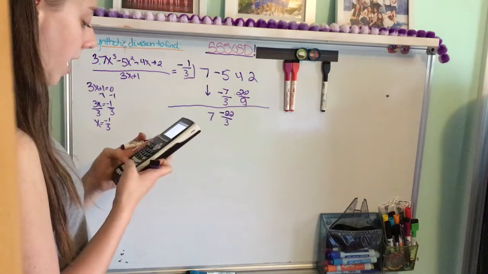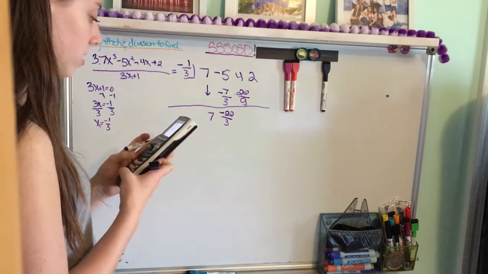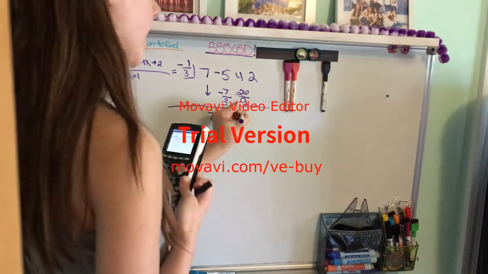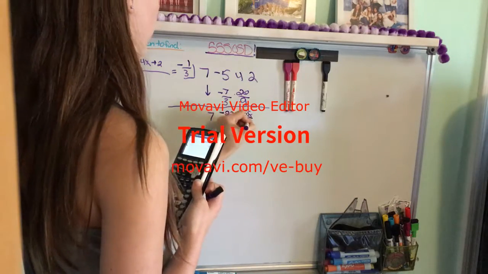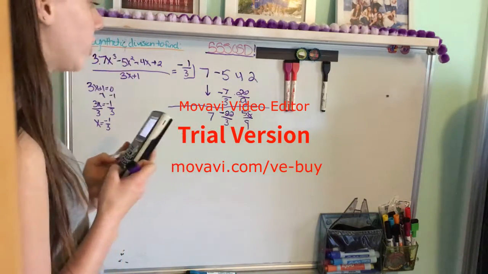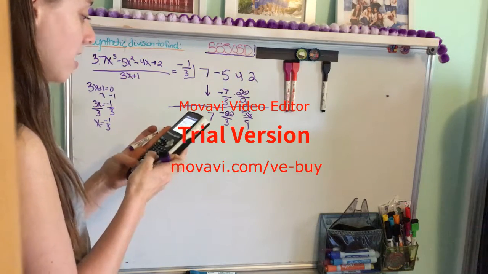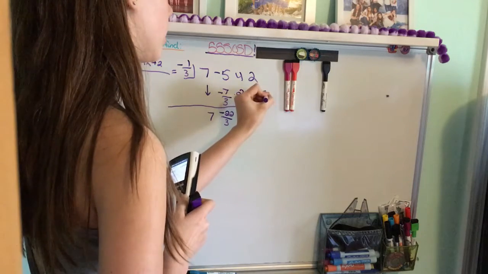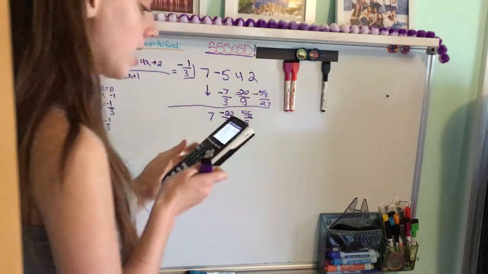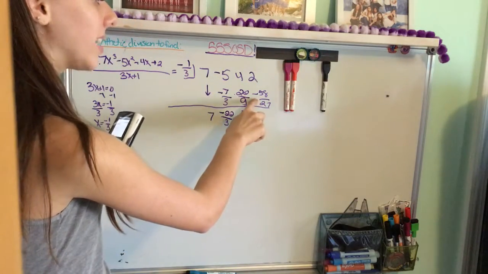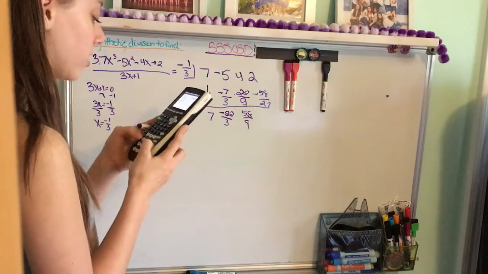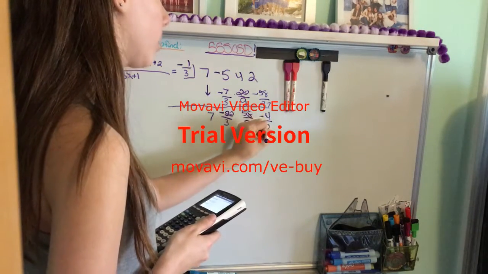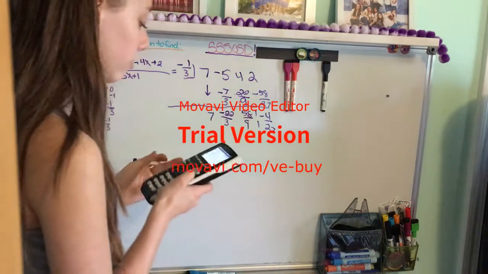So now we're going to add 4 and 22 ninths to get 58 over 9. So with that 58 over 9, we're going to multiply by negative 1/3 to get negative 58 over 27. And so lastly, you're going to add negative 58 over 27 plus 2 to get negative 4 over 27. So that is your remainder.